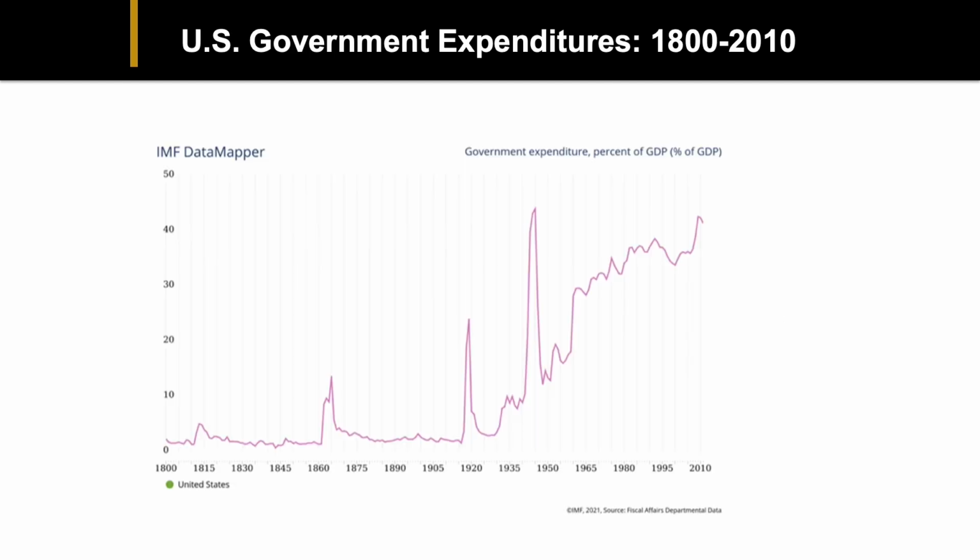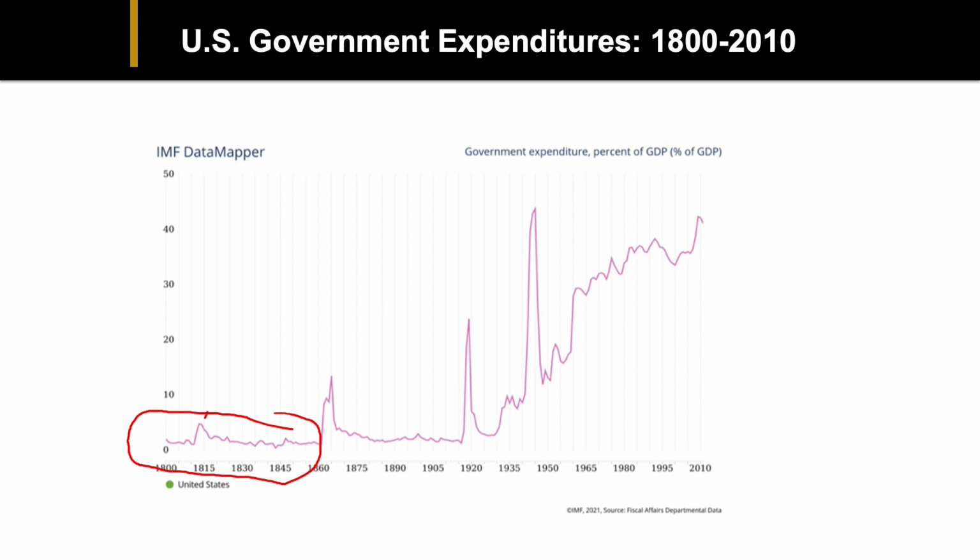Here's a graph that shows the U.S. government expenditures as a share of GDP from 1800 to 2010. And you'll see a really clear, interesting pattern here. Starting at 1800, government spending as a share of GDP was only 3 or 4%.